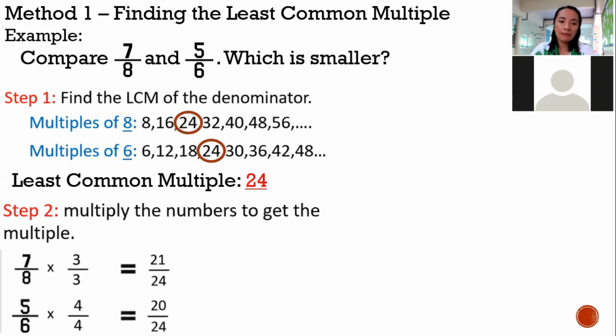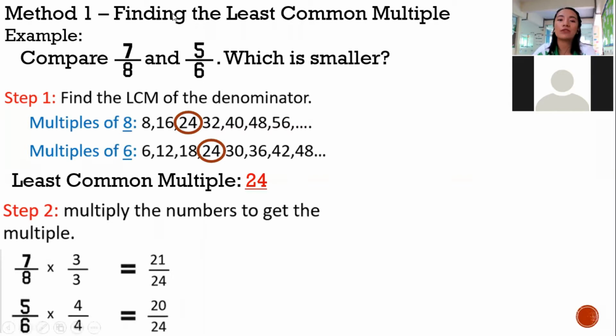Step 2, multiply the numbers to get the multiples. So for example, the denominator is 24. What will we multiply to 8 in order to get 24? The answer is 3. The same with 6. What will we multiply to 6 to get 24? The answer is 4. We have 7 over 8 equals 21 over 24, and 5 over 6 equals 20 over 24.